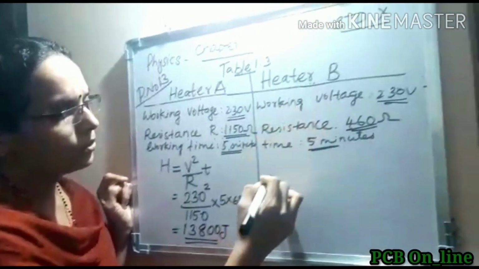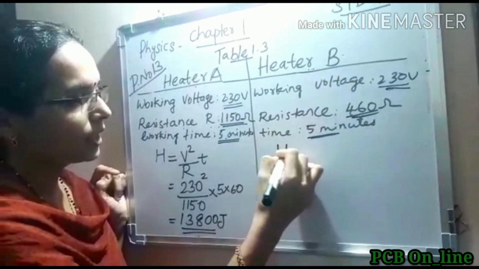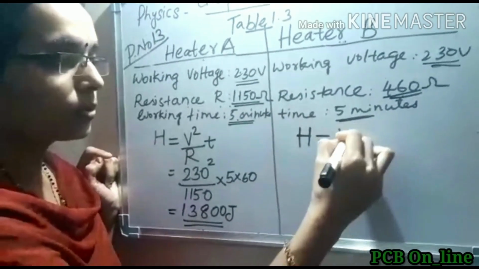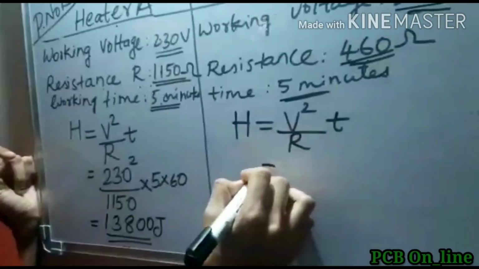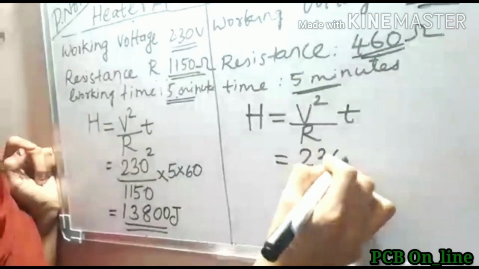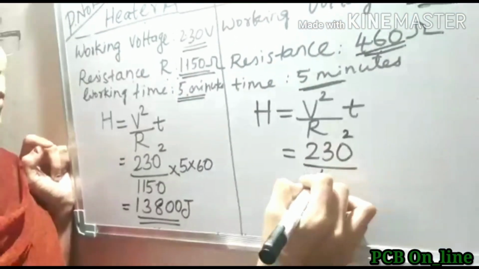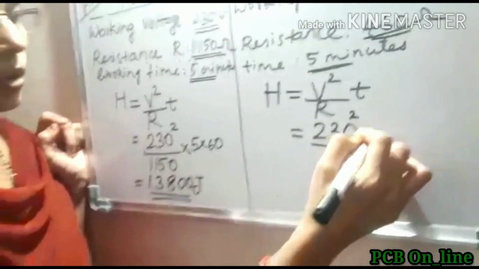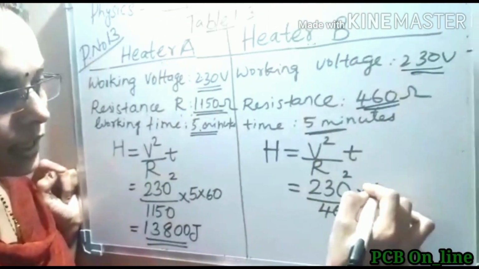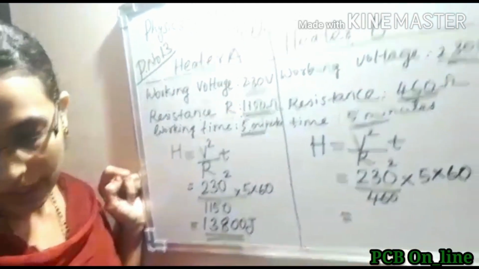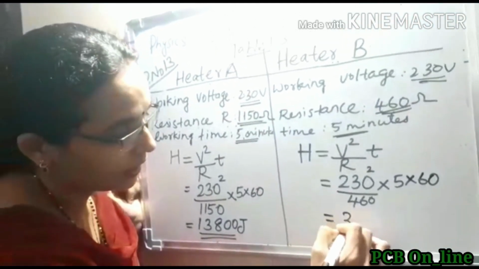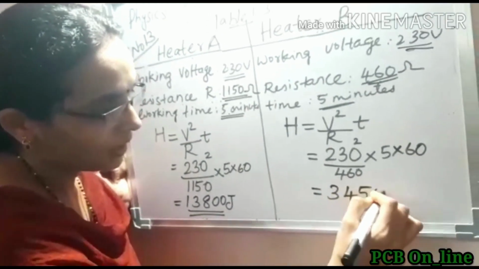Similarly, we have to find the heat energy in B. H is equal to, using the same equation, V squared by R into T. By substituting 230 squared divided by 460 into time of 5 minutes, that is 5 into 60 seconds, and simplifying this, we get 34,500 joules.